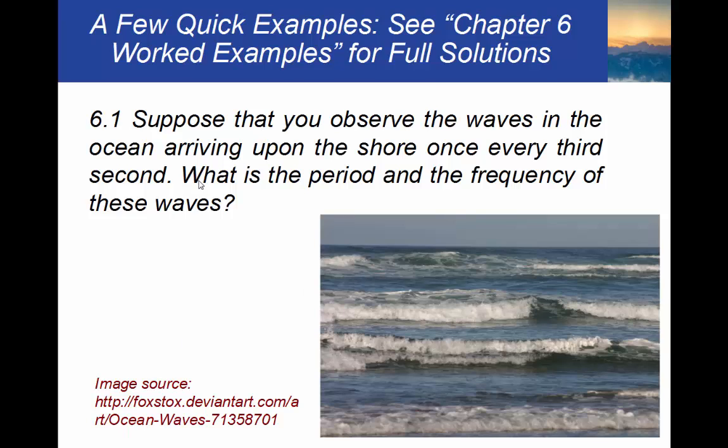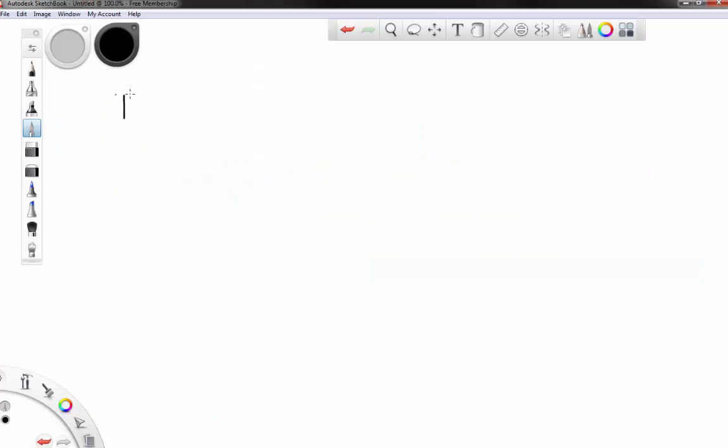Now the period tells us how much time elapses over the course of one wave. In other words, the period actually is the time that it takes to get from one wave to the next wave. So if the waves are arriving on the shore every third second, then that makes the period of the waves 3 seconds. So we can write, for example, that T is equal to 3 seconds.